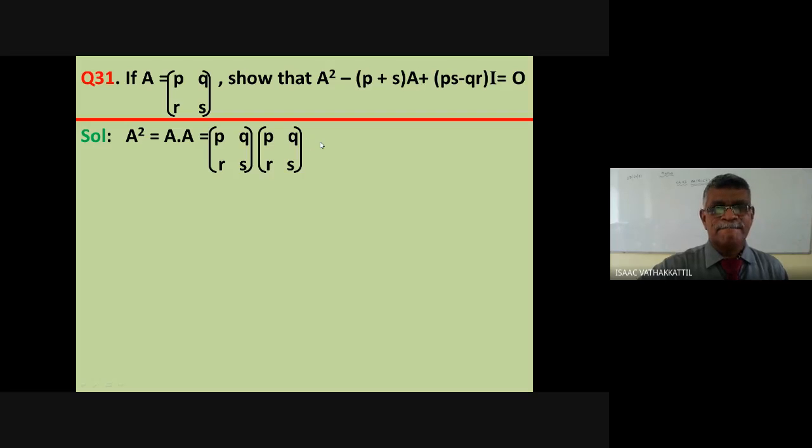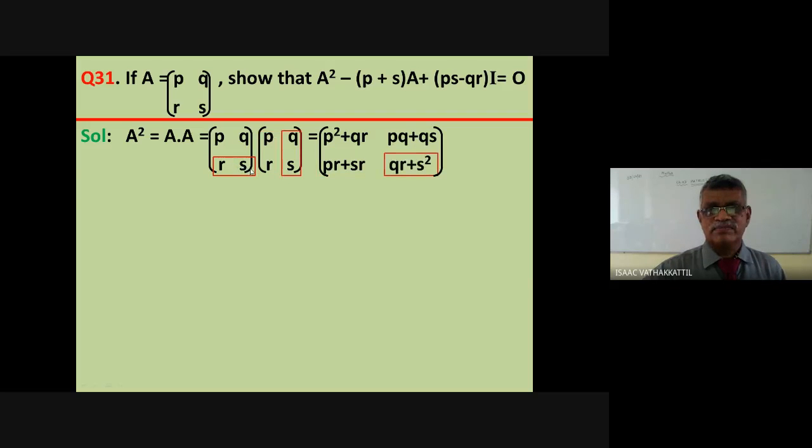Multiply them. First row, first column: P squared plus QR. Further, first row, second column: PQ plus QS. Second row, first column: RP plus SR. Second row, second column: RQ, QR plus S squared. Right? Now, (P plus S) into A.